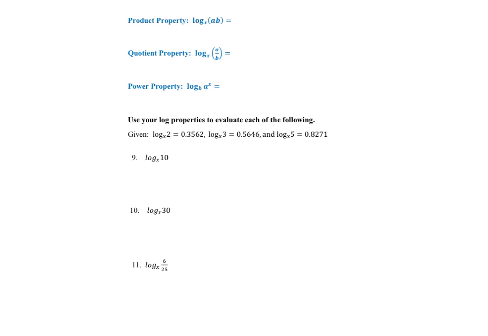But before we do that, let's rewrite these properties one more time. If you have a product in the argument, when you give each of those values its own log, you are going to add them together. When you have a quotient in the argument, again, you're going to give each of those values their own log, but you are going to subtract them. And the power property means I'm going to take that exponent for the argument and put it in the front as a coefficient.